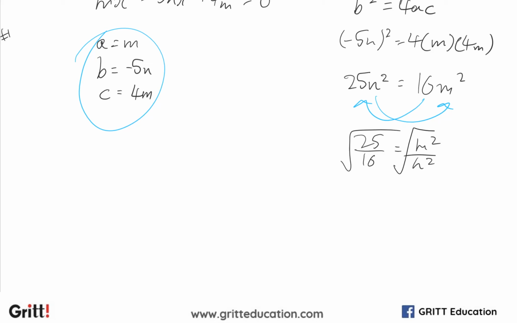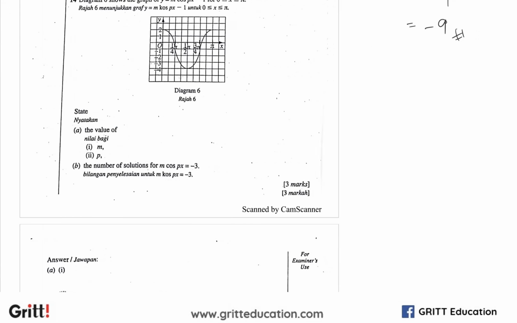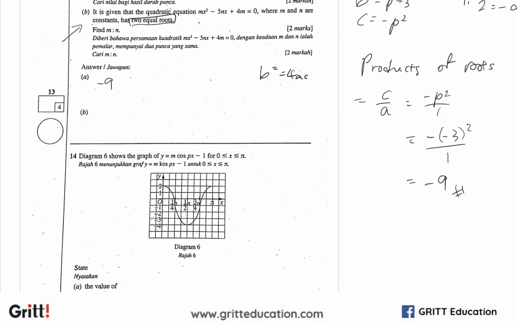From here, we can take the square root on both sides. If we take the square root on both sides, we will now get m over n, and the square root of 25 over 16 is actually 5 over 4. So what this means is that the ratio of m to n is equal to 5 to 4. So the ratio of m to n is 5 to 4. So that's the answer. Thank you for watching.